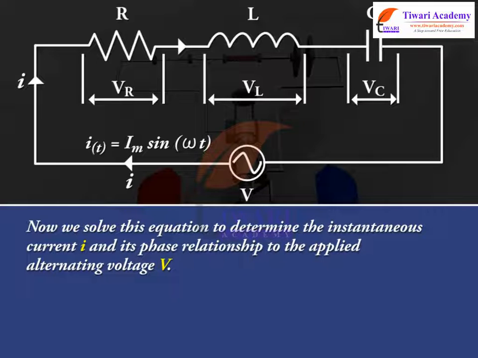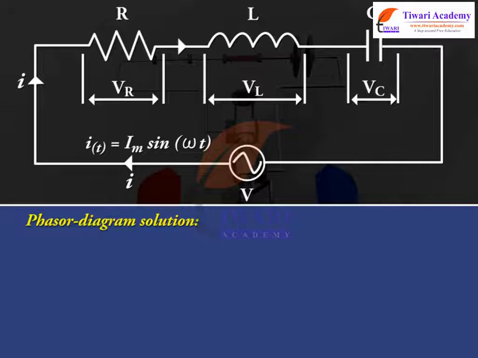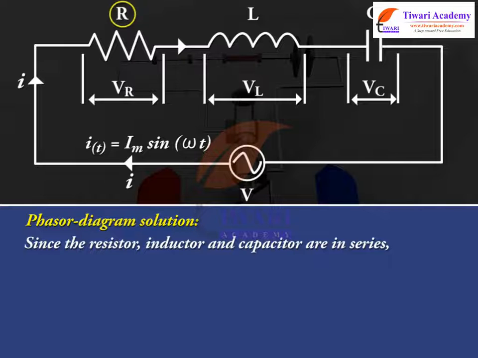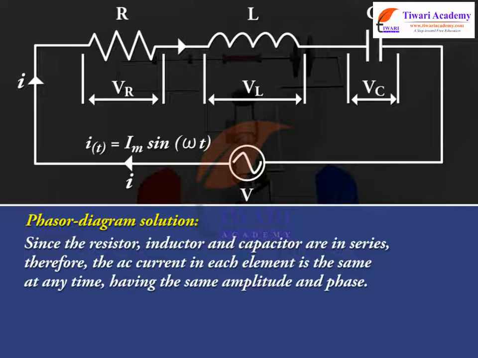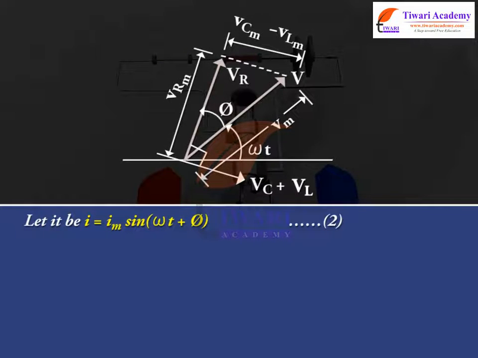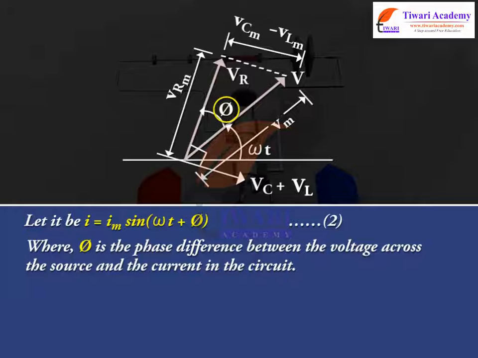Now we solve this equation to determine the instantaneous current I and its phase relationship to the applied alternating voltage V. We use the technique of phasors. Phasor diagram solution. Since the resistor, inductor and capacitor are in series, the AC current in each element is the same at any time, having the same amplitude and phase. Let it be I is equal to Im sine omega t plus phi, equation 2, where phi is the phase difference between the voltage across the source and the current in the circuit.